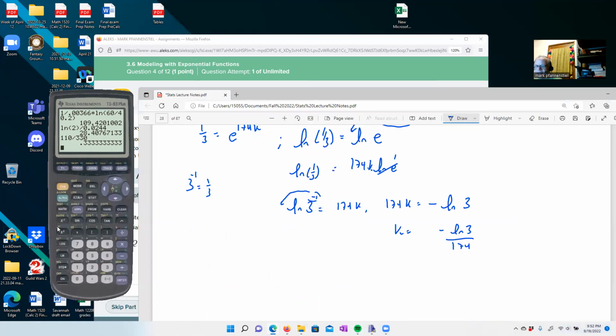So we're just going to say K is equal to, we have negative. Remember to use this negative. Don't use the minus sign. That's an arithmetic operation between two numbers. This negative sign is the one you want. So we have one negative natural log of 3, or you could say natural log of 1 over 3. That's fine. Divided by 174.